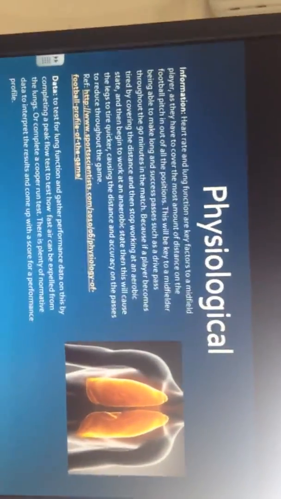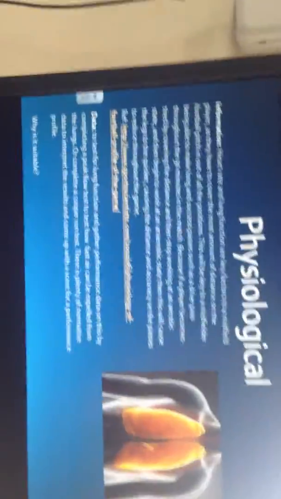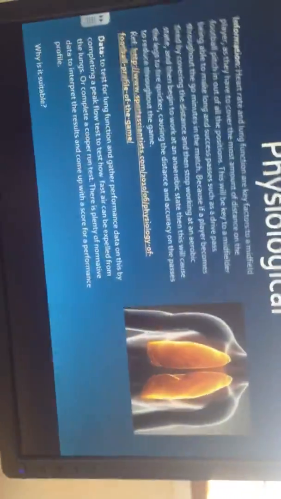Right, now we move on to physiological. Basically the information about this, I've gone to sportsscientists.com. This has a lot of published medical journal information in it. It's all referenced from those, and I've just put this into my words from the information I've picked up off the website.